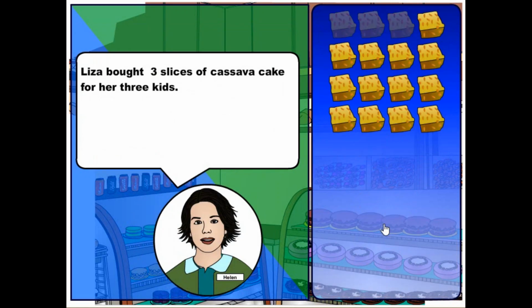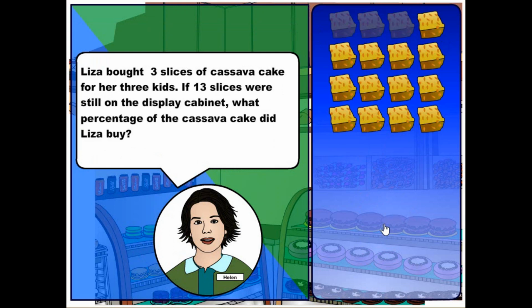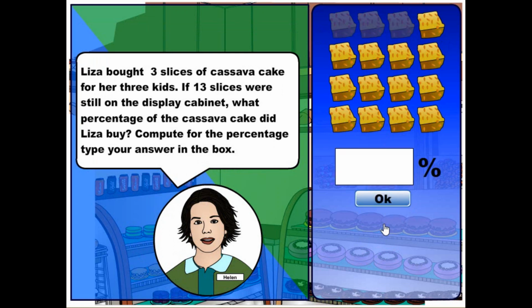Lisa bought 3 slices of cassava cake for her 3 kids. If 13 slices were still on the display cabinet, what percentage of the cassava cake did Lisa buy? Compute for the percentage and type your answer in the box.